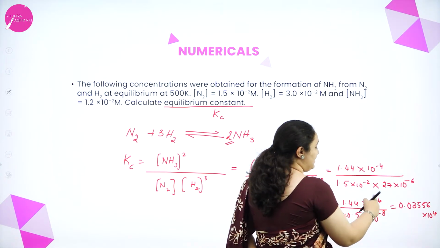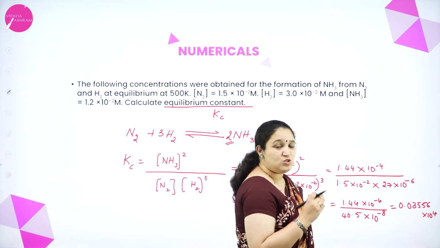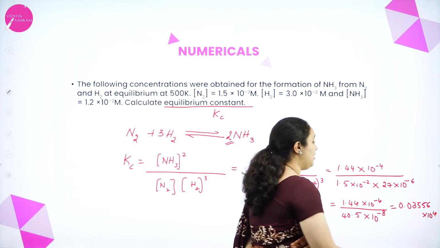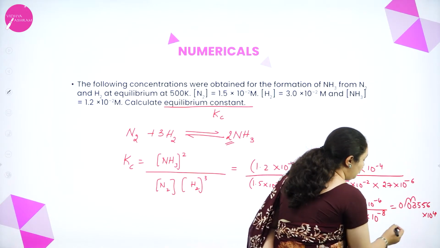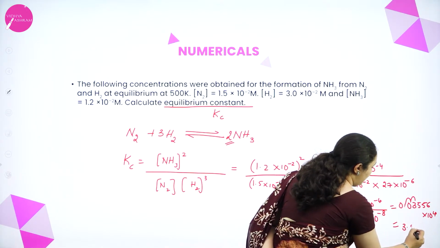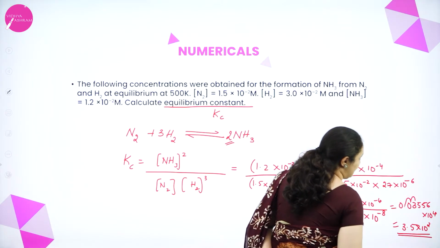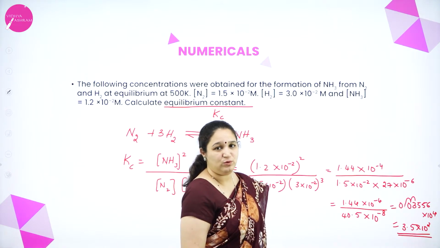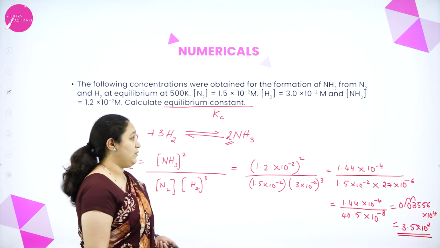That is, minus 8 goes to the numerator, it becomes plus 8. So plus 8 and minus 4. 8 minus 4 is 4. So you have 10 to the power 4 which is left behind. So move 2 points, you can write it as 3.5 into 10 to the power 2 as the value. So this is the answer which you have to get. Okay. So we'll go to the next question.